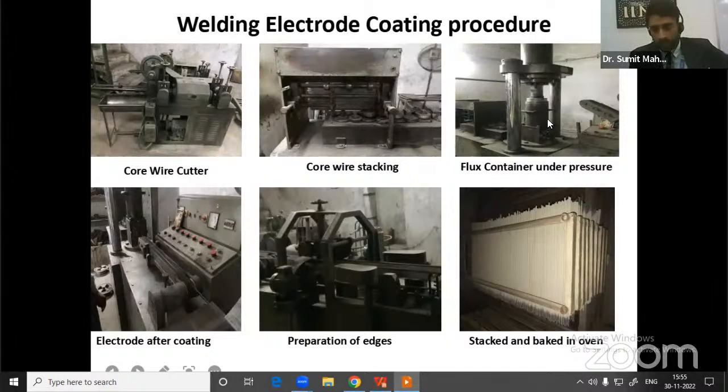We mix the different powders, and we press those materials into this flux container. The flux container provides the flux, and the wire passes through a conveyor where the coating is extruded onto the wire. This is the opening where the electrode wire comes out with the coating. This is the preparation of edges, and you can see these are the electrodes manufactured from this machine. We bake those electrodes and use them for different purposes.